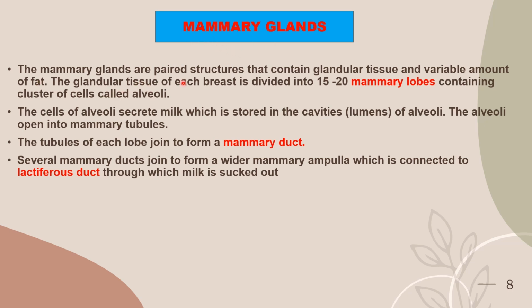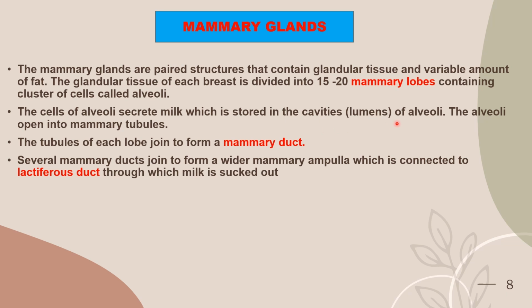The mammary glands are pad structures that contain glandular tissues and a variable amount of fat. The glandular tissue of each breast is divided into 15 to 20 mammary lobes, containing clusters of cells which you call alveoli. So what is the function of the alveoli? The cells of the alveoli secrete milk which is stored in the cavities.